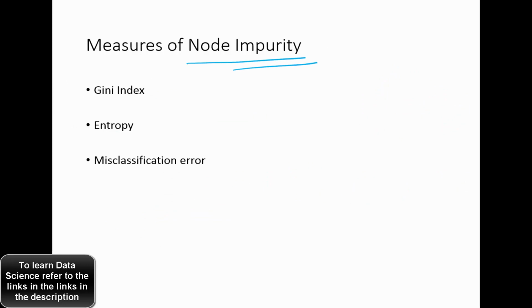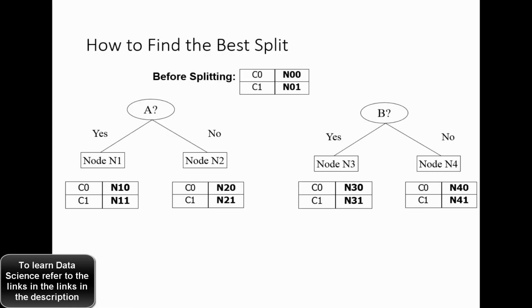That's a better classification. So how do we measure the node impurity? There are different measures that are used. One is the Gini index, the other one is entropy. The third one, and a very popular one, is the misclassification error. So how do we find the best split?